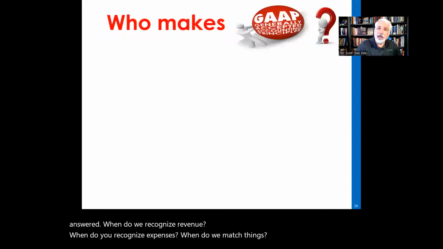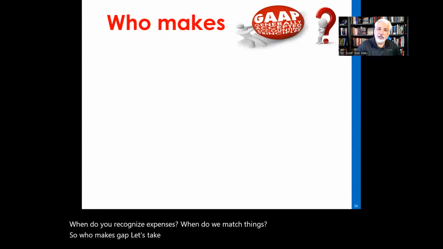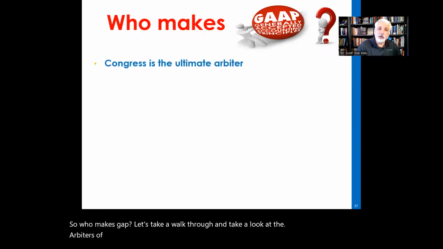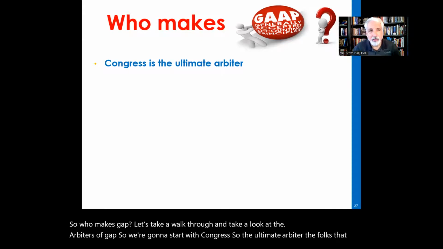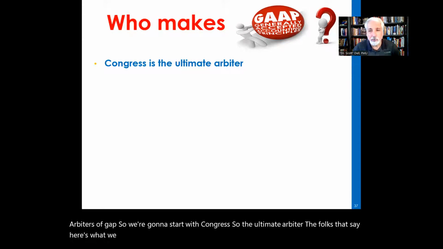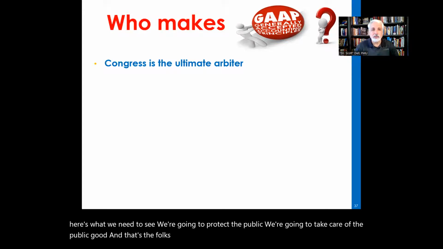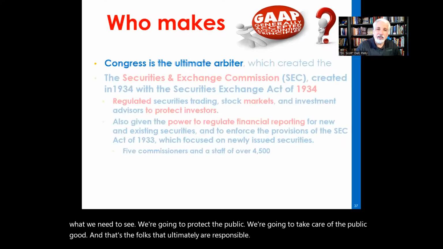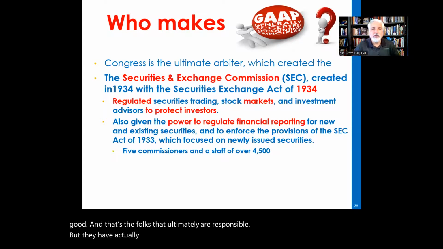So who makes GAAP? Let's take a walk through and take a look at the arbiters of GAAP. So we're going to start with Congress. They're the ultimate arbiter. They're the folks that say, hey, here's what we need to see. We're going to protect the public. We're going to take care of the public good. And that's the folks that ultimately are responsible. But they have actually delegated to the Securities and Exchange Commission.